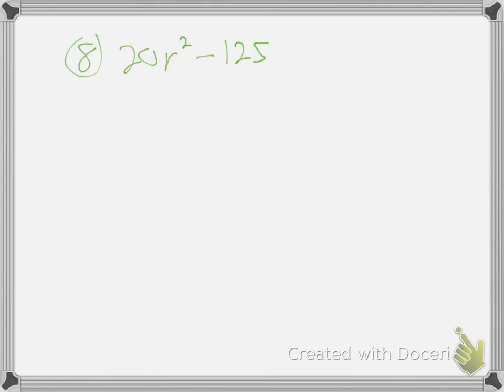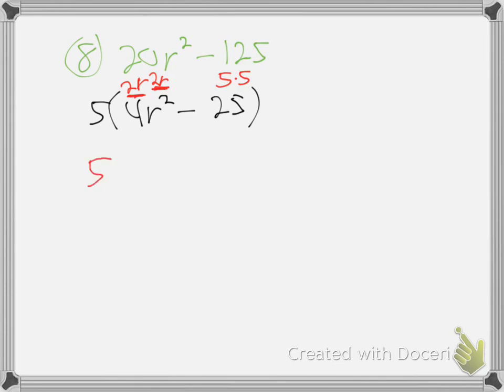So take out the 5 first, right? Take out the 5. And then you'll see a double-double, right? That'll be 4r squared minus 25. Is that good? And then that's a double-double. Do y'all see that? 2r, 2r. 2r times 2r is 4r squared. 5 times 5. 2r, 2r, 5, 5. Double, double, right? So that means we leave the 5, and that's our favorite kind of factoring.